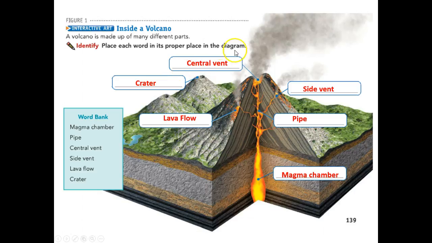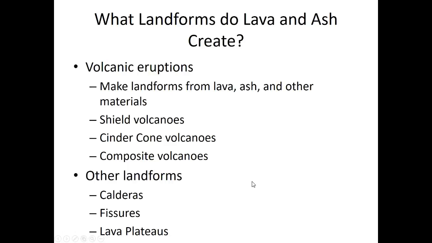So one more time, we've got the central vent at the top, right in the middle. We have the crater that would surround that, so a good picture of a crater over here. We have the lava flow on the outside. We've got that side vent over on the side where the magma is making its way out, turning into lava. We have a pipe right up through the middle, and that pipe is fed with magma through the magma chamber. Some other landforms that lava and ash create are shield volcanoes, cinder cone volcanoes, composite volcanoes, and then some other things called calderas, fissures, and lava plateaus.